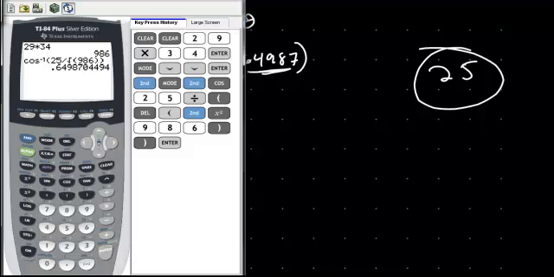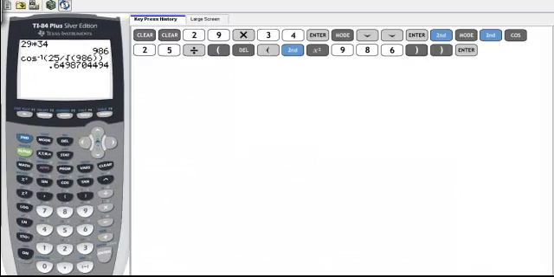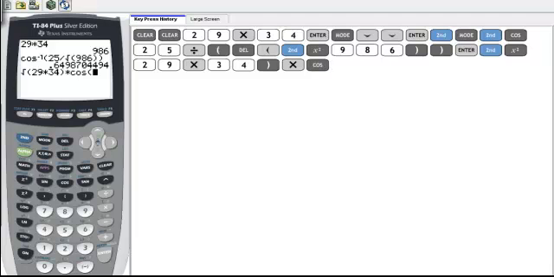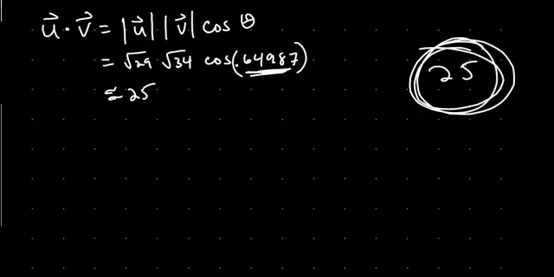So we got the square root of 29 times 34, times the cosine of 0.64987, and we get 25.000000854. So this is about 25, but we know it's actually exactly 25; we just had a little rounding error there.